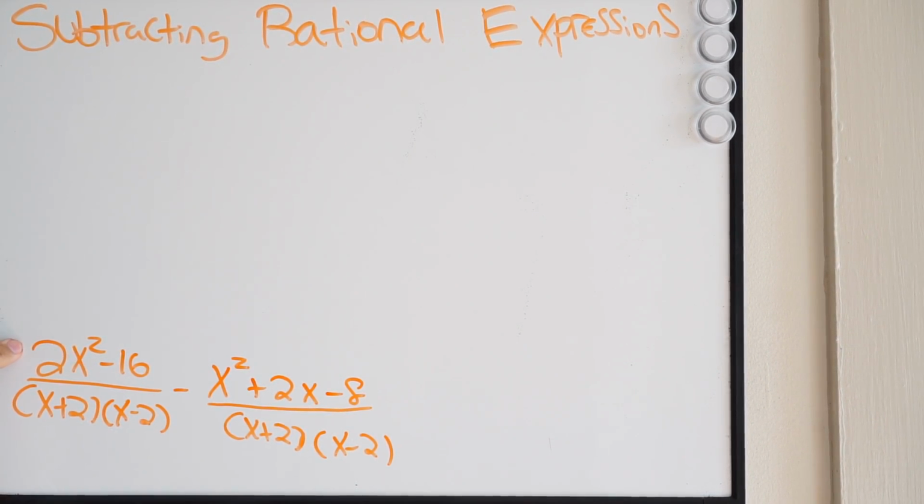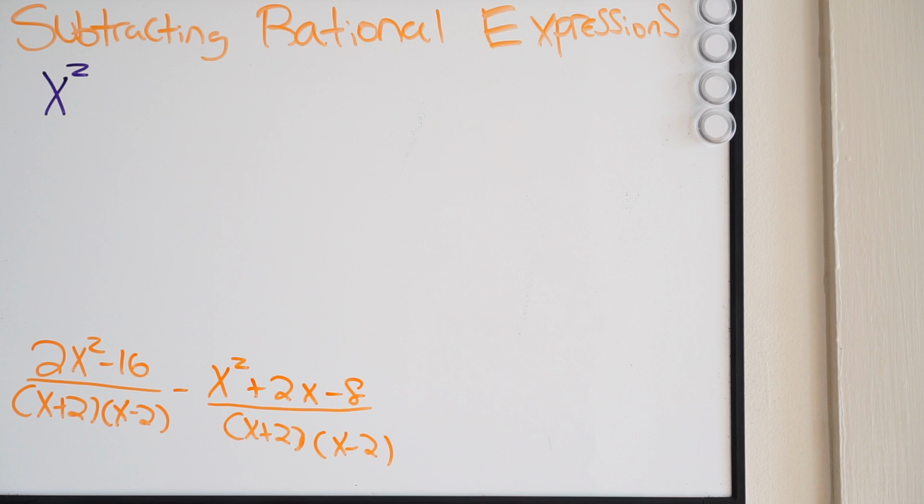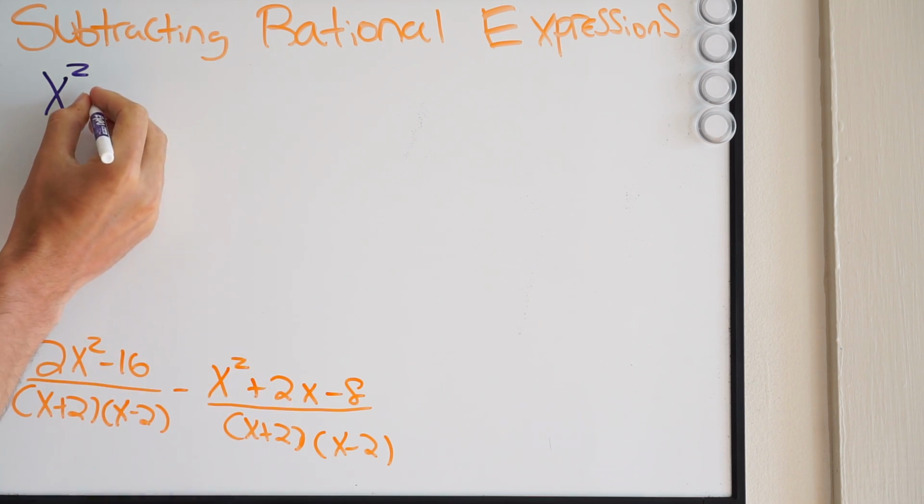So we'll have a 2x squared minus an x squared, which is just going to be x squared. So we get x squared. Alright, so continuing on, I don't have just an x term here. I only have one here, so it will just be minus 2x.